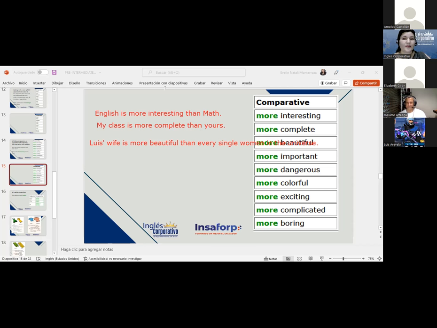More colorful, San Salvador or Ataco? Ataco is more colorful than San Salvador. More exciting, a coaster or a taxi? A coaster. Traveling in a coaster is more exciting than traveling by taxi.